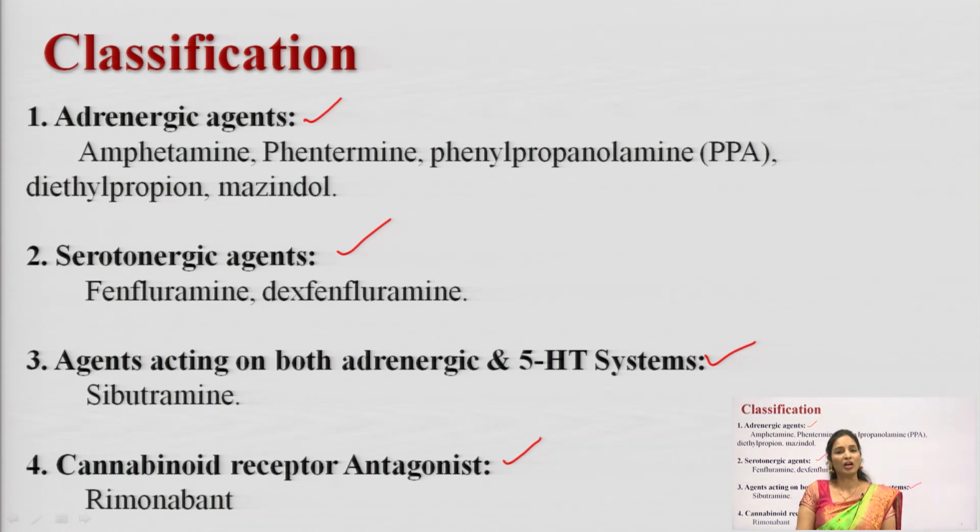When a cannabinoid binds to its receptor, it promotes the stimulation of appetite. So, by blocking this receptor, it will decrease the appetite. These are the 4 categories you can use as appetite suppressants: adrenergic agents, serotonergic agents, both adrenergic and serotonergic agents, and cannabinoid receptor antagonist drugs.